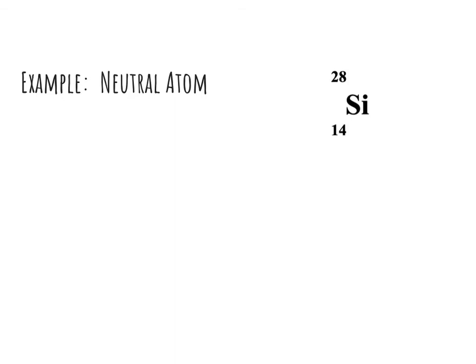Okay, so for our first example, it looks like we're given this symbolic notation, and it says that this is a neutral atom. The way that I know it's a neutral atom is that I don't see any charges here. Since there's nothing right here, that tells me this is not going to be a charged atom. It is going to be neutral.